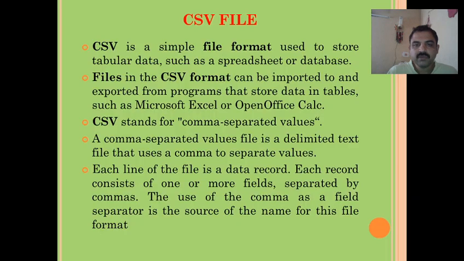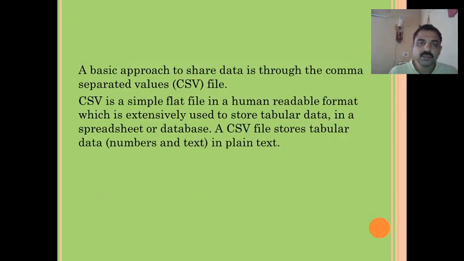A comma separated value file is a delimited text file that uses a comma to separate values. Here each value is separated by commas, and each line of the file is a data record, and each record consists of one or more fields separated by commas. The use of comma as a field separator is the source of the name for this file format. So every line is considered a record, and every record may contain different fields, and each field is separated by commas.